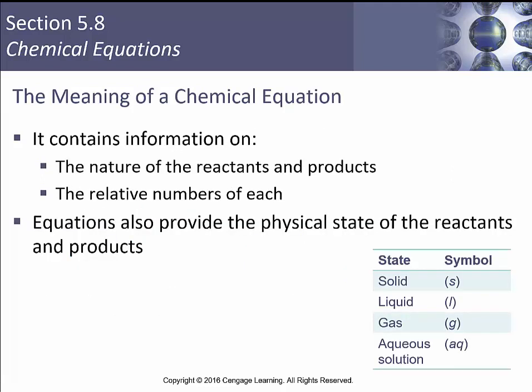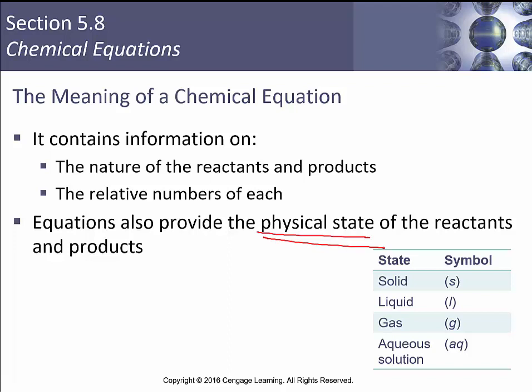So, the meaning of a chemical equation. It contains information on the nature of the reactants and the products and the relative numbers of each. They're also going to provide the physical state of the reactants and products. That is going to be super important when we start talking about thermochemistry or electrochemistry, because that state matters, especially in the next course when we're going to talk about everything being energy, the energy being the primary component. It takes a lot more energy for something to be in the gas phase than it does to be in the solid phase, and the liquid phase is going to take an intermediate amount of energy.